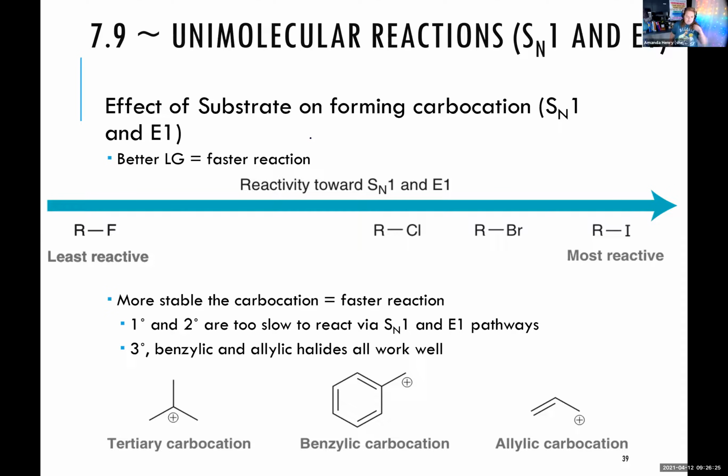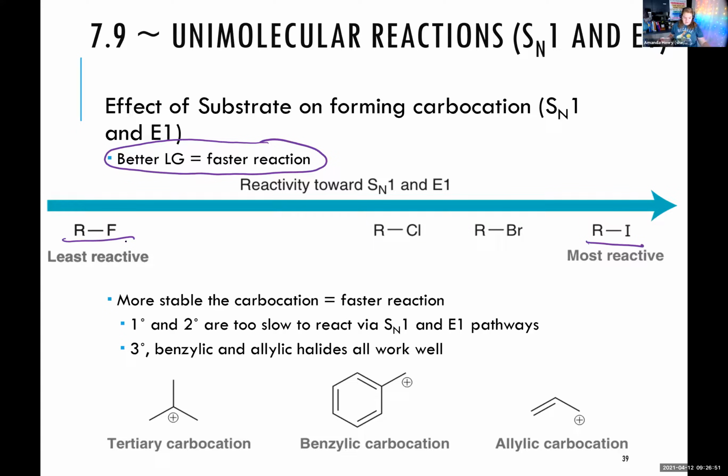Last slide for this section is when we have a better leaving group, we're going to have a faster reaction. Because that first step is our rate determining step, which is really just the leaving group leaving, we want to have the best leaving group possible. And so this is telling us that iodine is the fastest, and then fluorine is the least fastest.